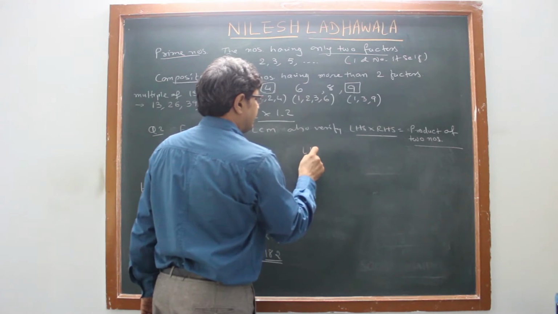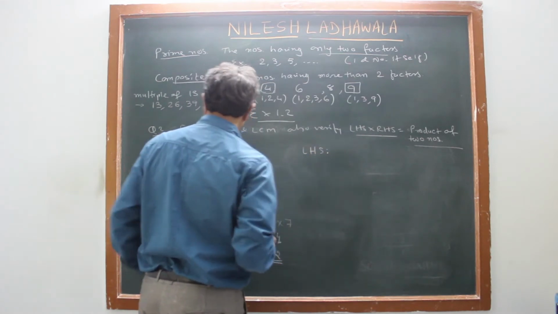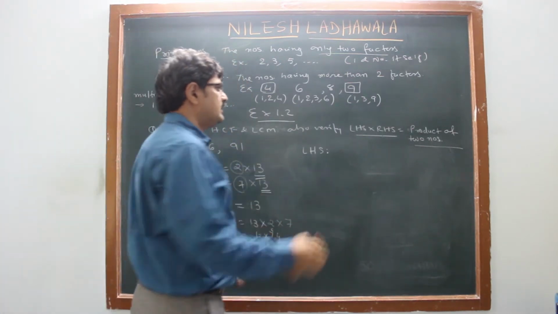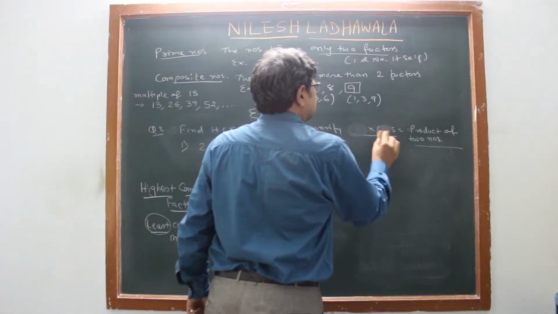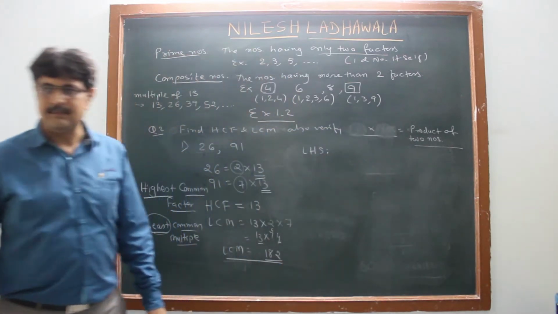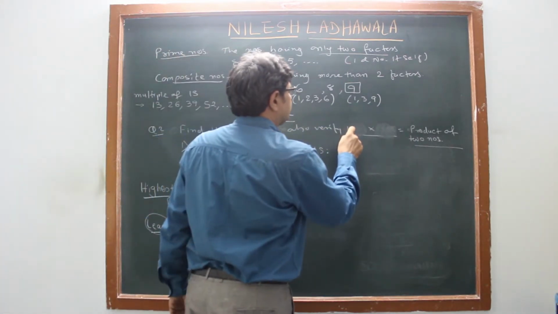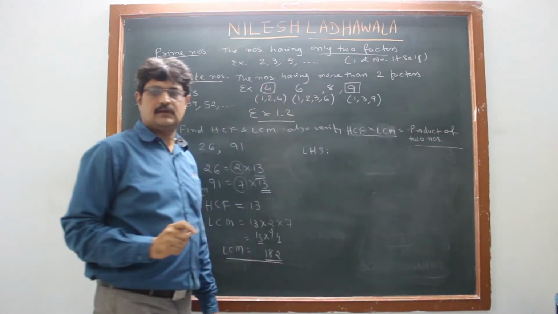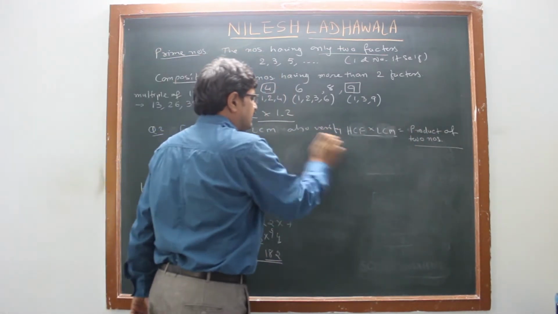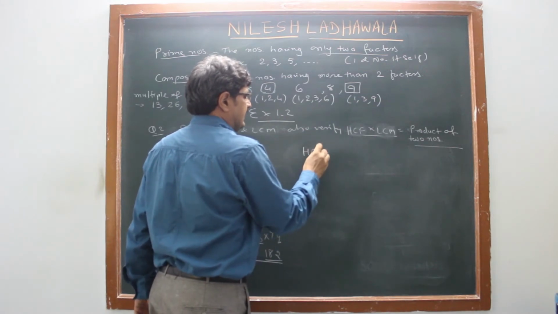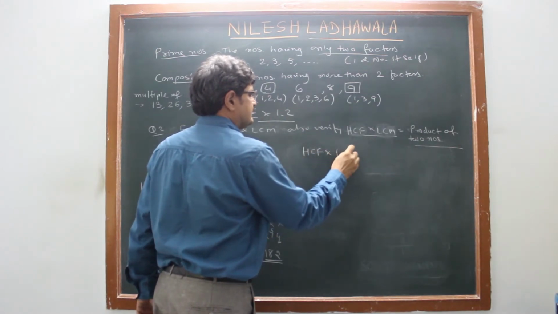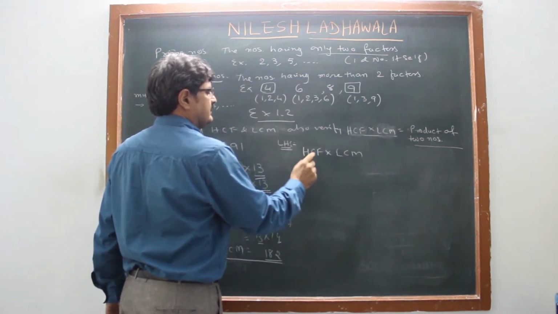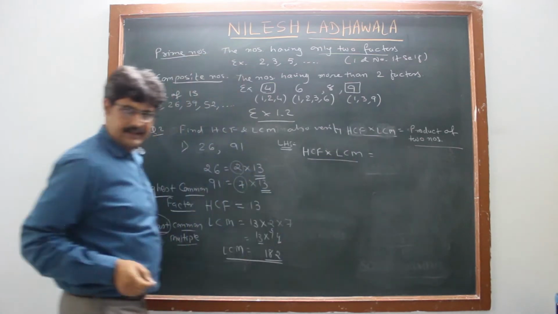So first of all, I will find the LHS. Sorry, I have written it wrong here. It is not LHS and RHS, it is LCM and HCF. Sorry friends, here we have to prove that HCF into LCM is equal to the product of two numbers. So I will write HCF multiplied by LCM. That is our left hand side.